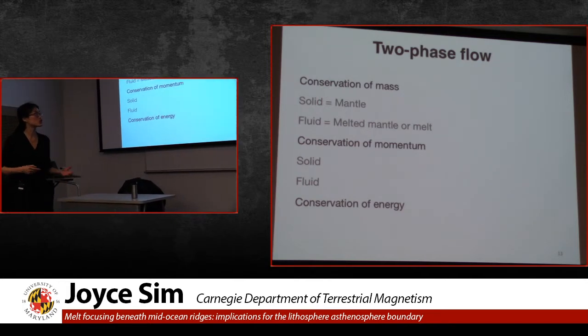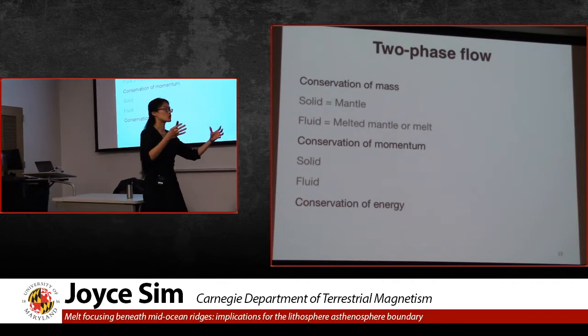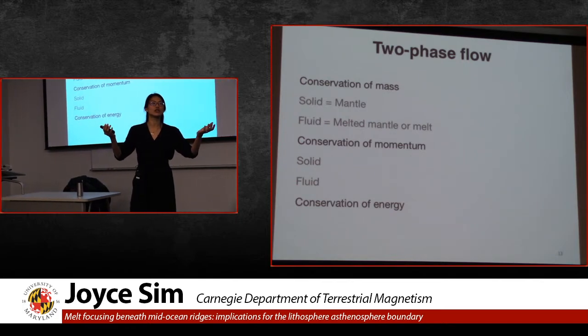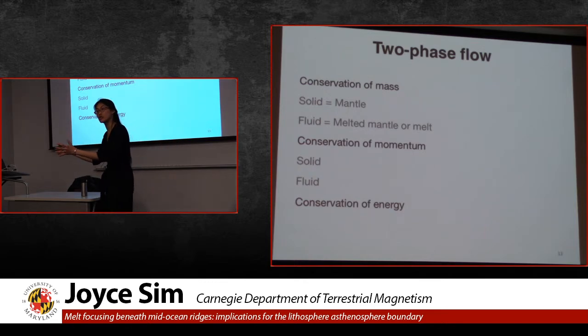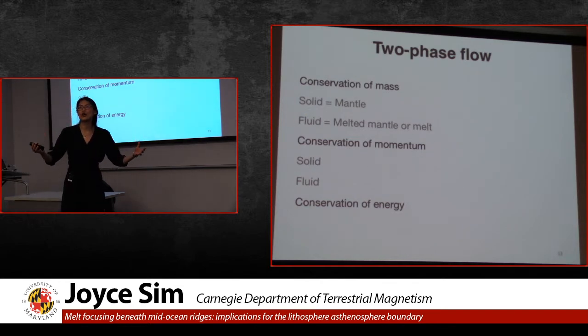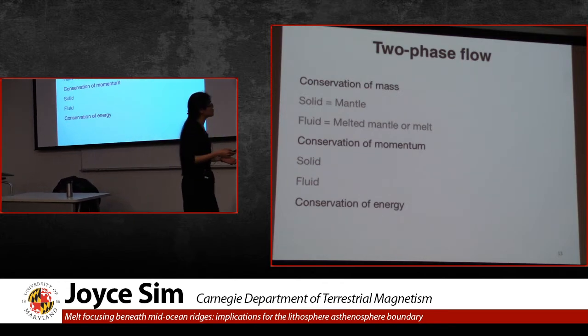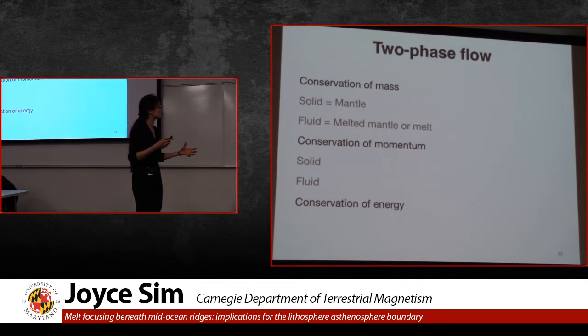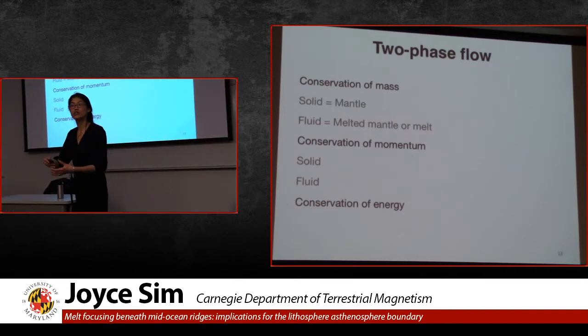So in a two-phase flow, you have to do that for two objects of very different viscosity: one that acts more like a solid and one that acts more like a fluid. In this case, the solid is the mantle, and the fluid is the melted mantle, which I'm going to call melt from now on. So here you need to conserve mass for both the solid and fluid, and momentum for both the fluid and solid, and we have an aggregate conservation of energy for both of them together.